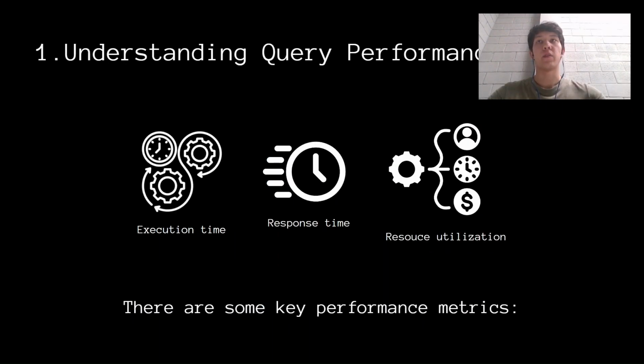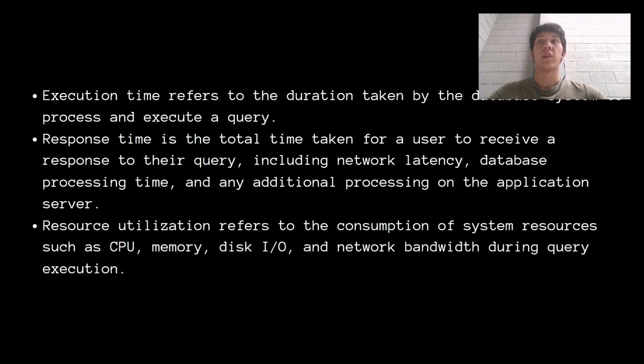Let's begin. The first step that I will cover is understanding query performance metrics. There are some key performance metrics: the execution time, response time, and resource utilization. Execution time refers to the duration taken by the database system to process and execute a query.